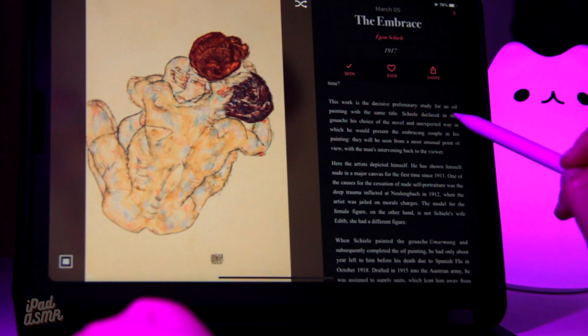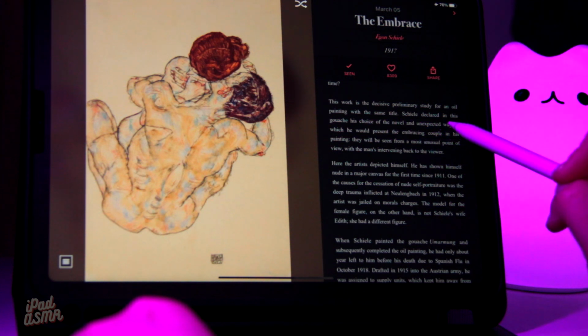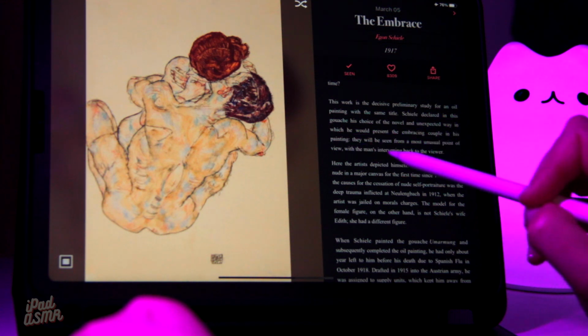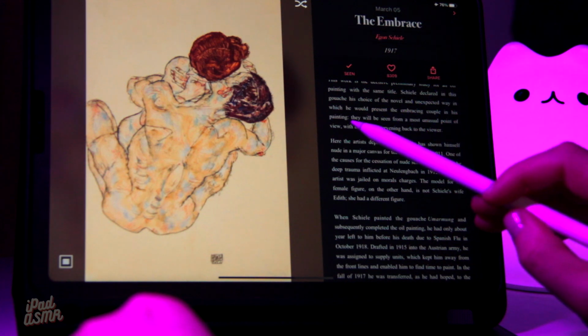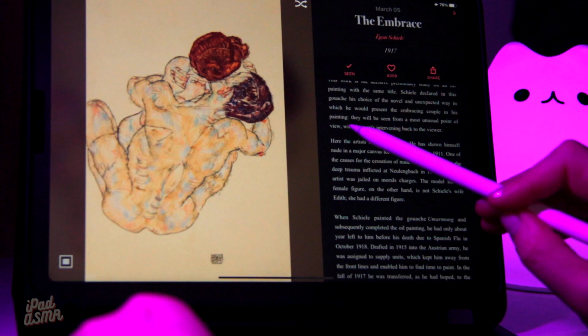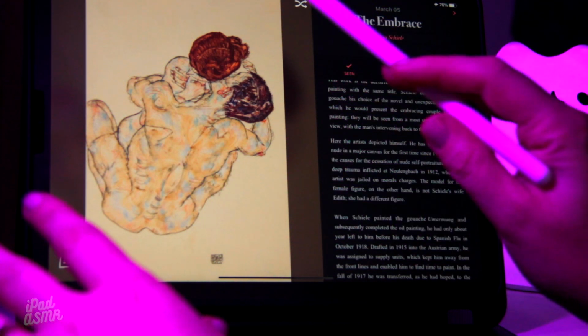Schiele declared in his gouache his choice of the novel and unexpected way in which he would present the embracing couple in his painting. They will be seen from a most unusual point of view, with the man's back to the viewer. So we don't really see anything.